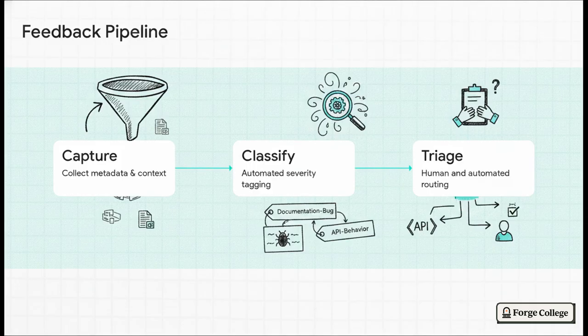Step 1 is capture, just grabbing the metadata and the client context. Step 2 is classify. Now this is the really magic part. The system automatically tags an incoming issue as a documentation bug or an API behavior before a human even blinks at it. And then finally, step 3 is triage, where we mix human judgment with automated routing to decide exactly what we're going to do about it.